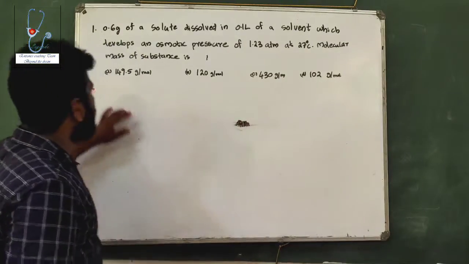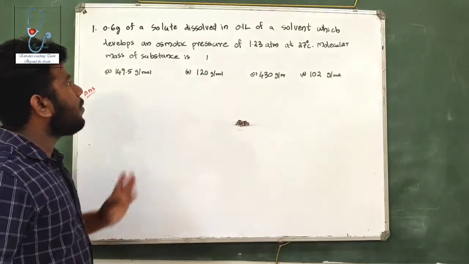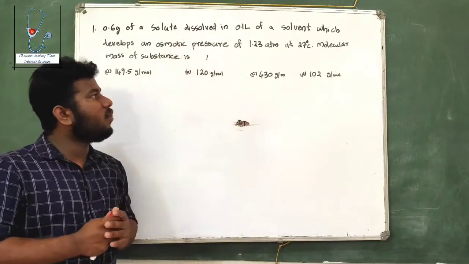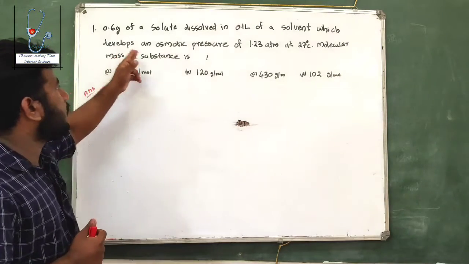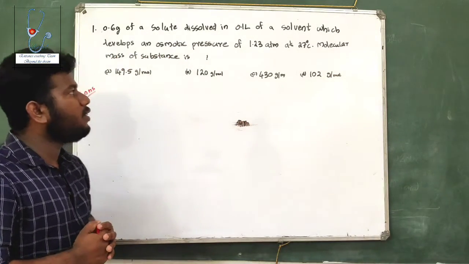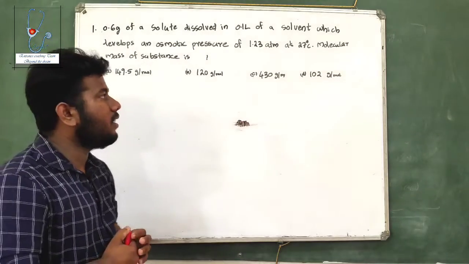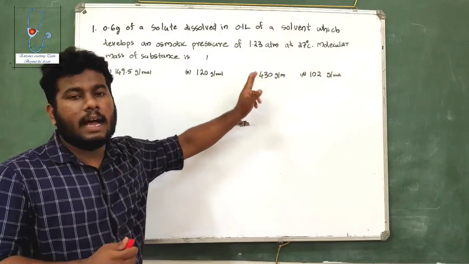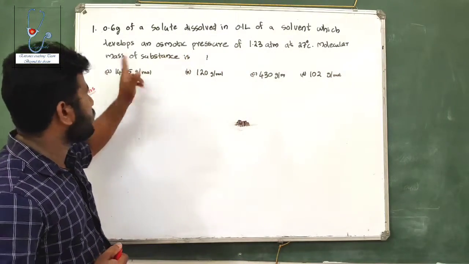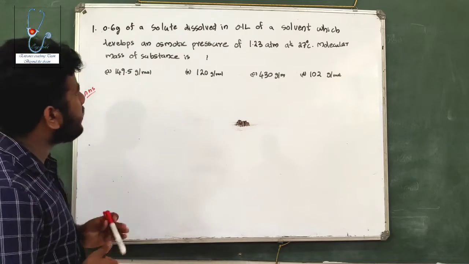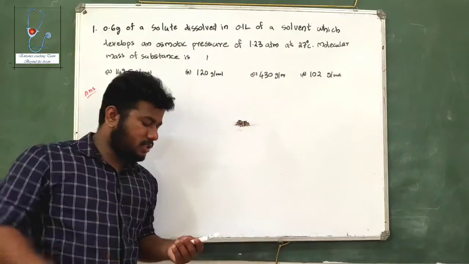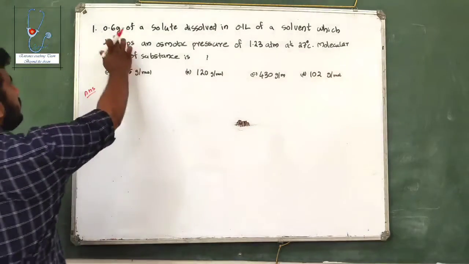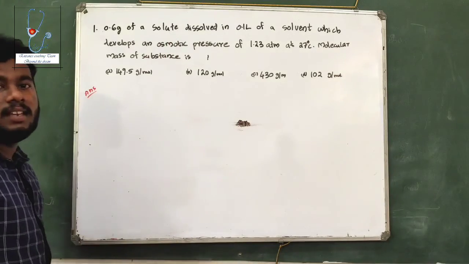Just listen. First question: 0.6 gram of solute is dissolved in 0.1 liter of solvent, which develops an osmotic pressure of 1.23 atm at 27 degrees Celsius. The molecular mass of the substance is? They asked you to find out the molecular mass of the substance. For any question you must first write what is given in the question. 0.6 gram of solute.